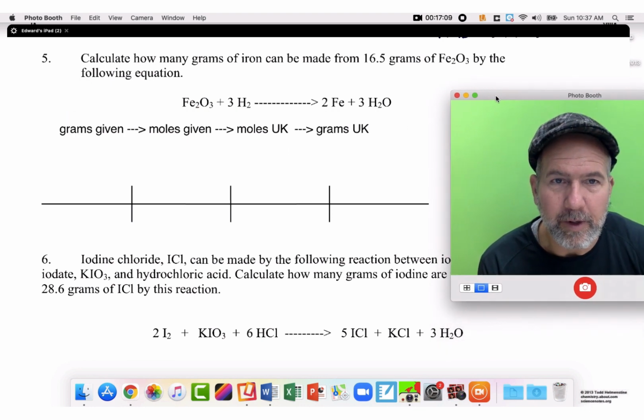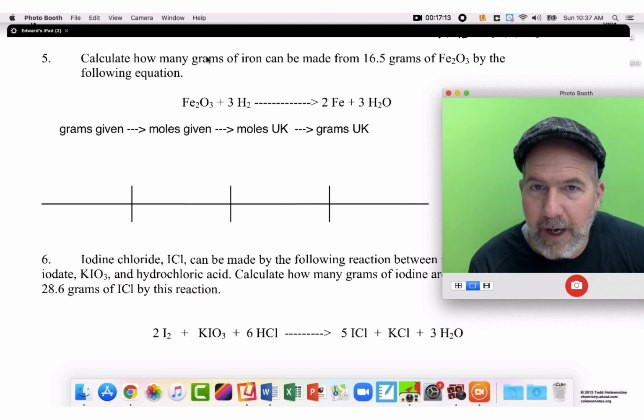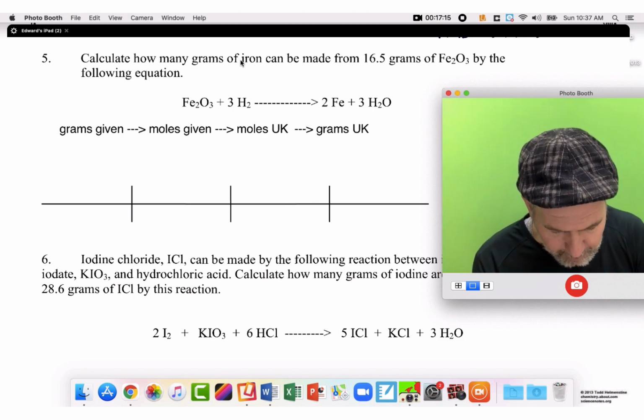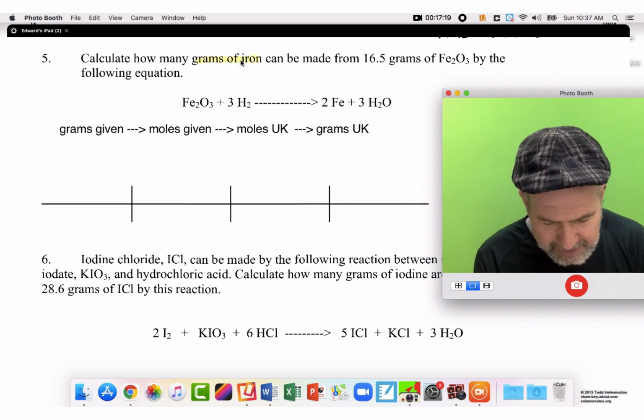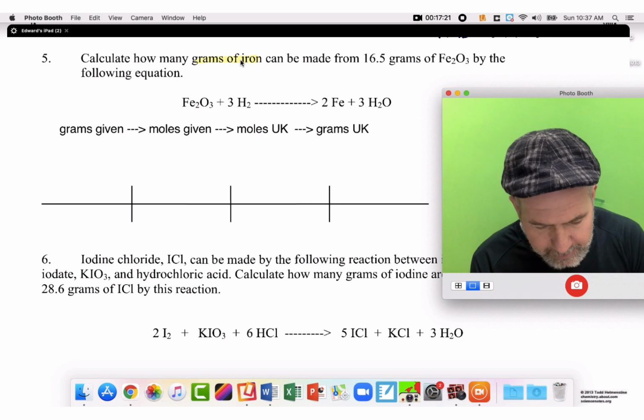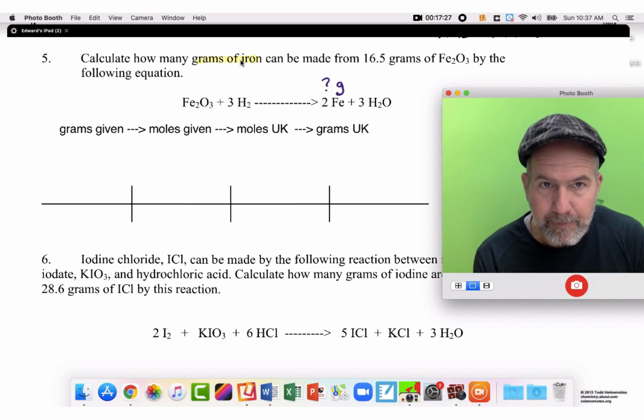Okay, here we go. We're ready to start this problem. How many grams of iron? So we're looking at how many grams of iron. Why does he keep repeating that? Because how many grams of iron is our unknown. That's what we're trying to find. So I'm going to put a question mark, grams, above Fe.